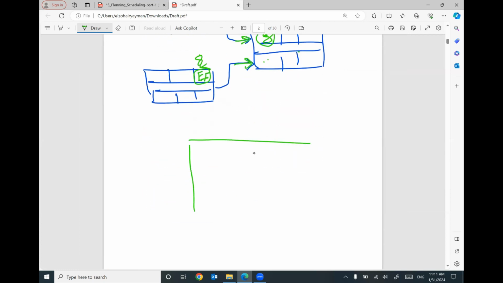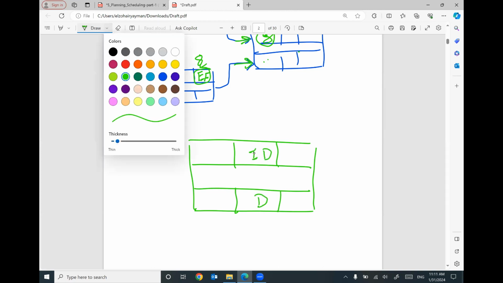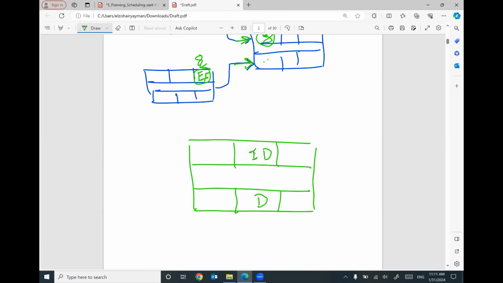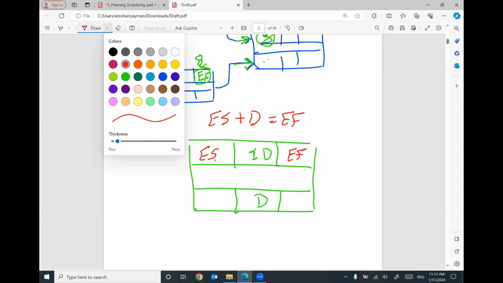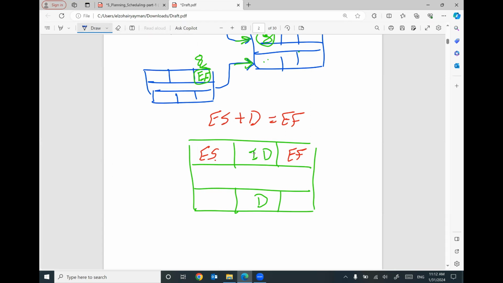if you have an activity like this one, this is the ID of the activity, this is the duration of the activity. Keep in your mind, if you are given the early start, I can tell you early start plus duration will give you the early finish. So early start plus duration will equal early finish. Right now, in this case, we are moving forward.